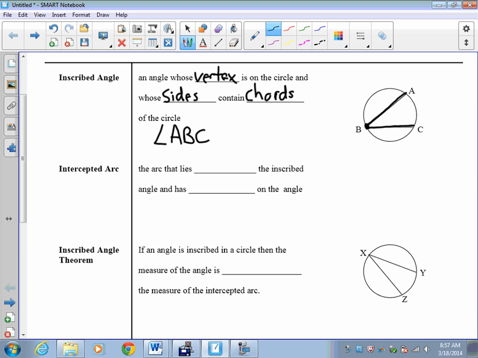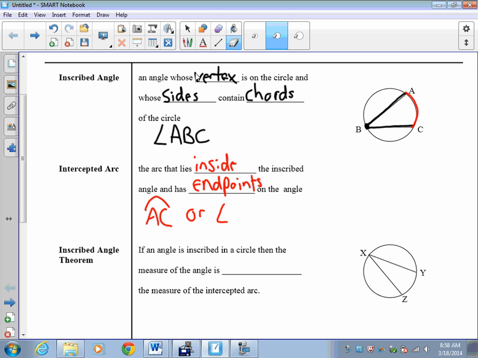Related to this is an intercepted arc. It's the arc that lies, so let me change colors here, inside the inscribed angle and has endpoints on the angle. So we can kind of think of it as a Pac-Man type figure, and where the mouth is open, where I put it in red, that's the intercepted arc. So arc AC is the intercepted arc of angle ABC.